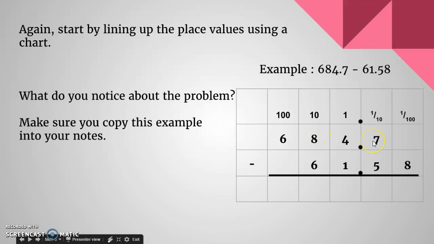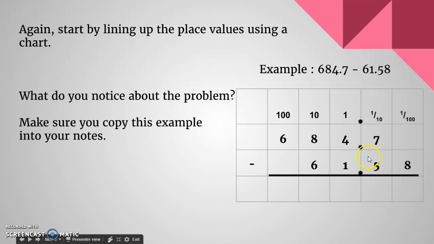684 and 7/10. We're going to take away 61 and 58/100. The 6 is in the tens place. That's a 61. The 5 is in the tenths, and the 8 goes in the hundredths. Again, what's the first thing that you notice about this problem?